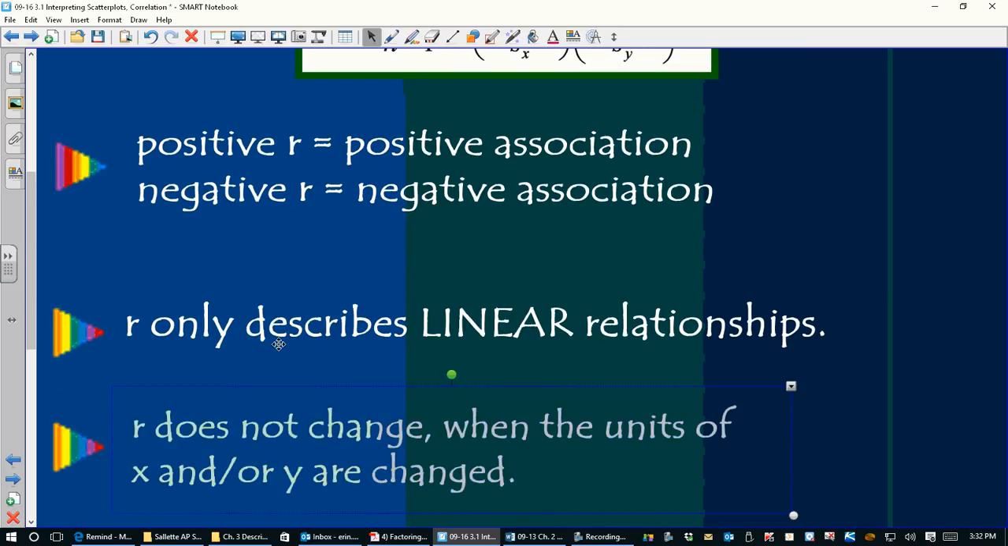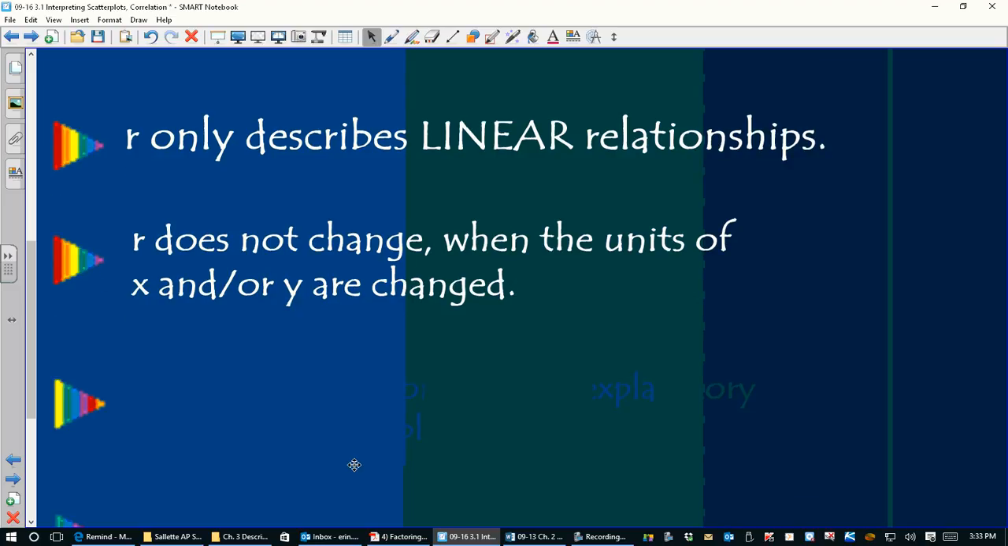r does not change if you change the units of your x and your y. So if you convert from minutes to seconds and so forth, since you're working with two quantitative variables, even if you change the units, it does not change r. The relationship does not change.